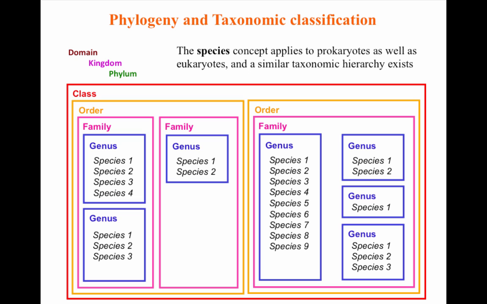So we have, thanks to Carl Woese, the three domains of life, which are the most encompassing categories into which organisms can be classified. Within domains, you have a kingdom. And within that kingdom, you have a phylum. Now, phyla can be classified into classes. And within a class, you have orders. Within orders, you have families. Within families, you have genus. And next to genus, you have species.